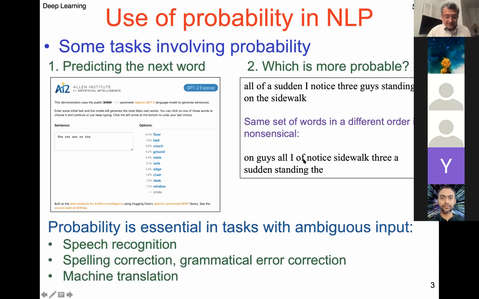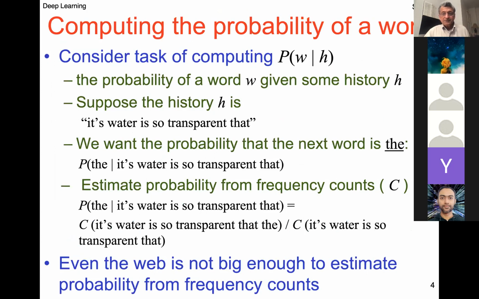So probability is essential in tasks with ambiguous input: for speech recognition, for grammatical error correction, for machine translation, and so on. So probability, probability, probability. Okay. Computing the probability. So how do we calculate the probability of a word? Now that we say we can generate text, how do we calculate it even for one word? What's the probability of a word?